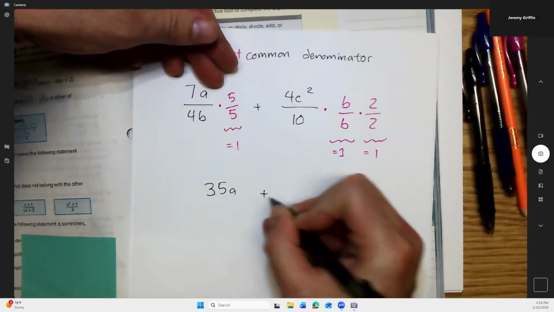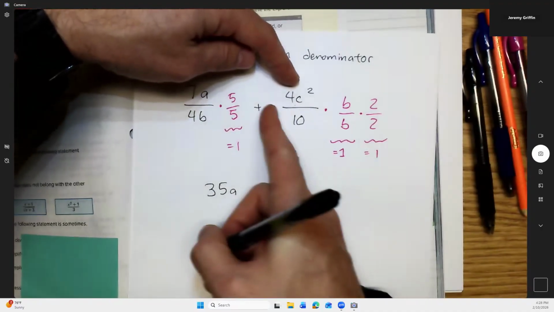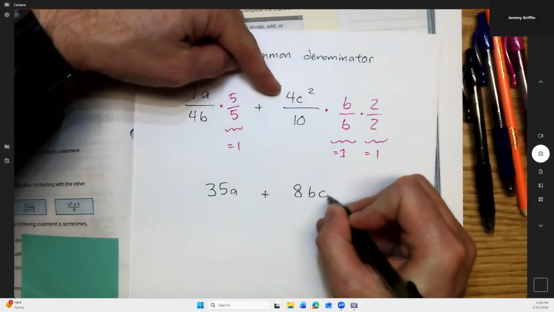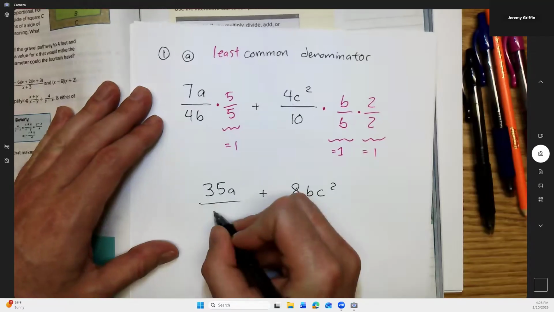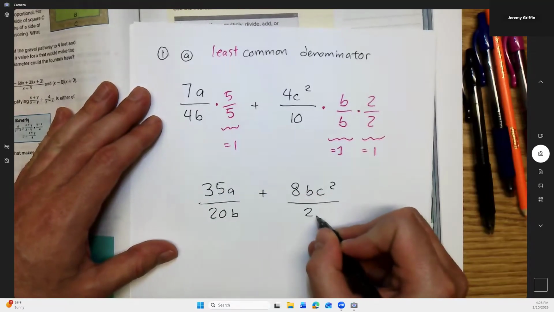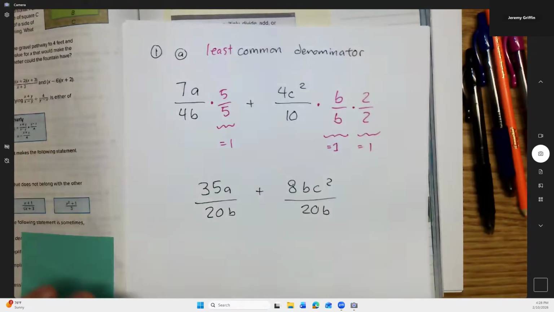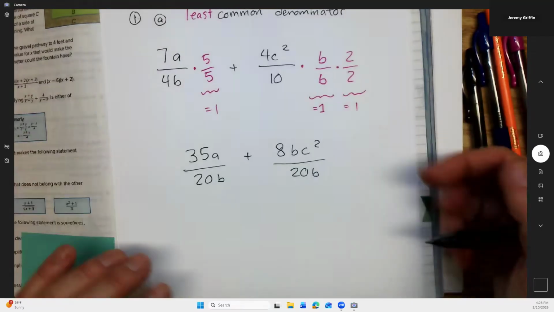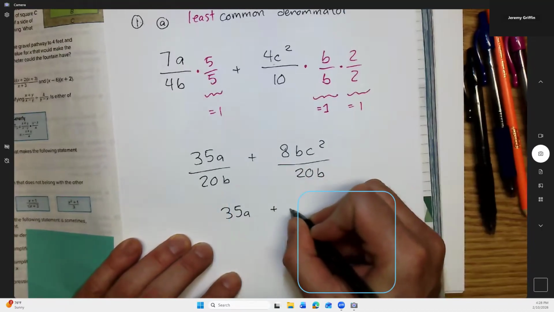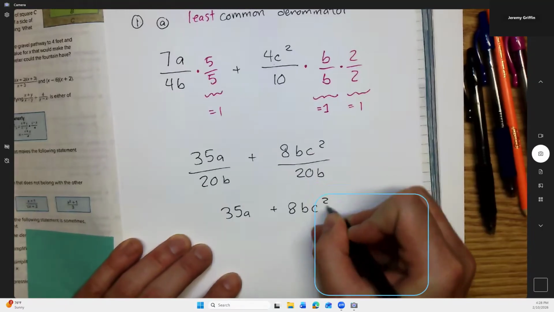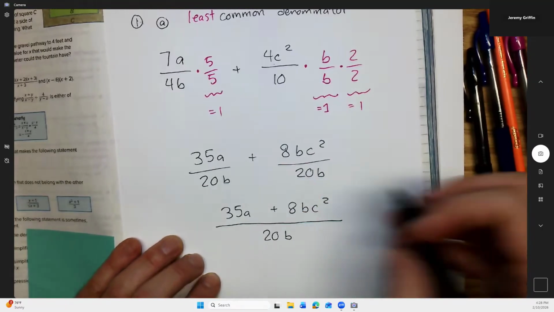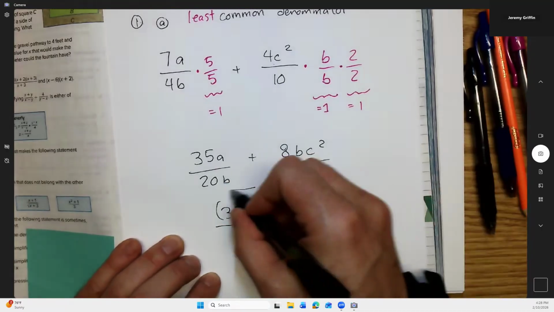Right? And then over here, I've got all these multiplied together. 4 times 2 is 8. And I got a b in the mix and a c squared. And now they each have the same denominator, which is 20b, which means I can push them together and make one giant fraction. So it'd be 35a plus 8bc squared collectively divided by 20b. Okay, that's probably the answer right there.